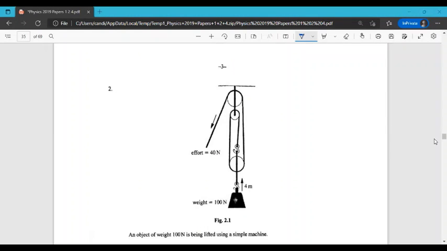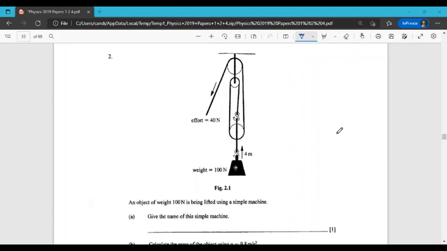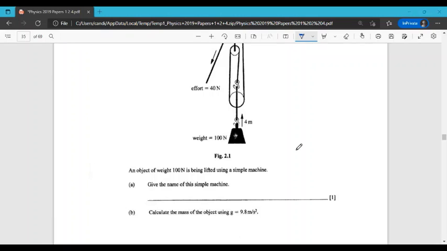All right, this is paper 2, 2019, question number 2. This question is about pulleys. Part 1 says an object of weight 100 newtons is being lifted using a simple machine. Part A, give the name of this simple machine.